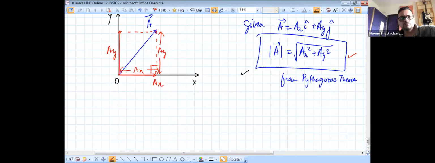Yeah, people. So I hope this formula is clear. Now let's look at some examples of application of this.